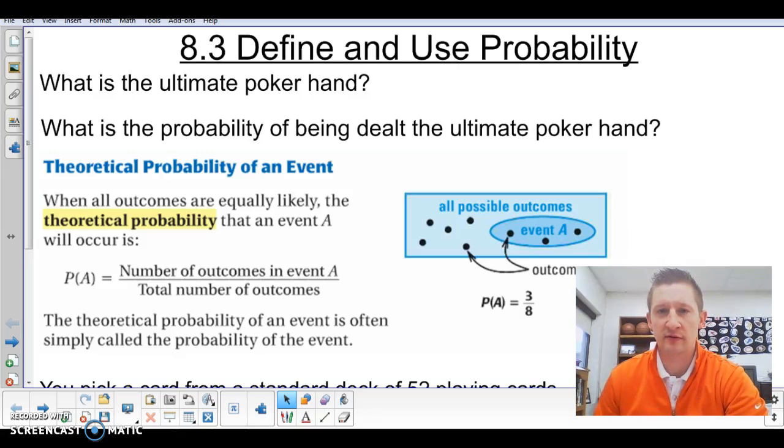In this lesson, we're going to define and use probability. As you take a look at the notes that you've got, the first question asked is, what is the ultimate poker hand? If you want to know that and the probability of being dealt that poker hand, you'll have to listen in class because we'll talk about it there and not here on the video.